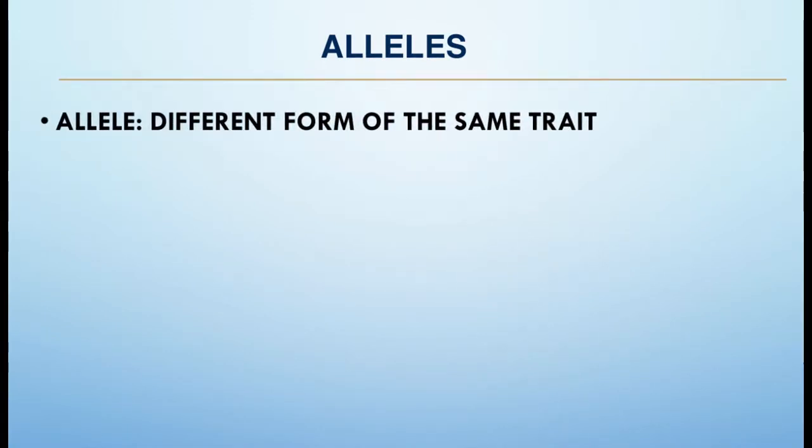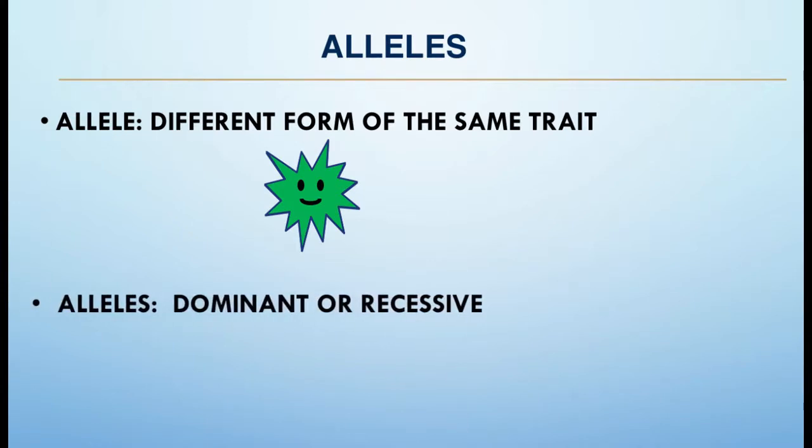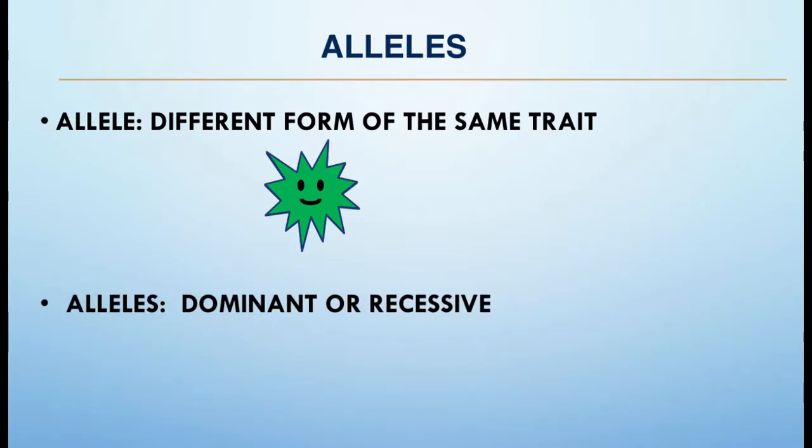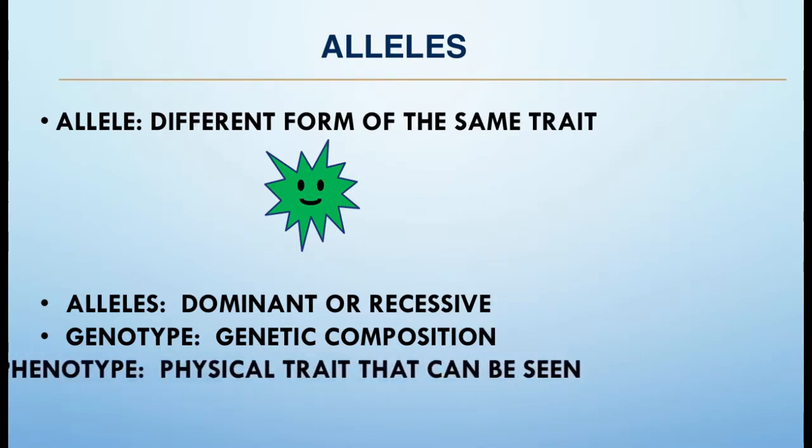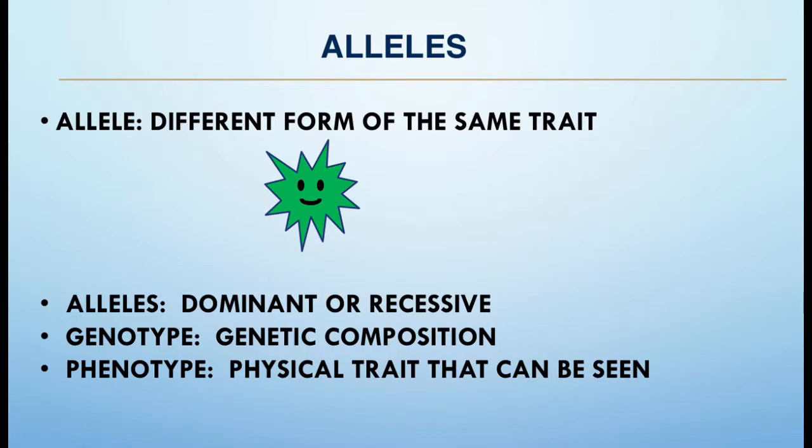An allele is a different form of the same trait. Having a different skin color would be an example of an allele. Alleles are described as either dominant or recessive, depending on their associated traits. A genotype describes the genetic composition of an individual. It is the description of the alleles for a particular gene, such as skin color. A phenotype is the physical trait or characteristic that can be seen on the individual.